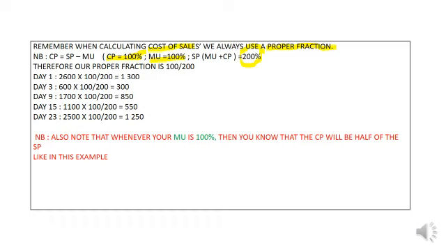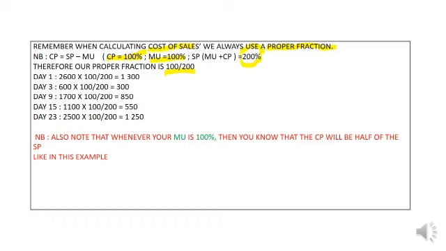So if you actually make it proper, a smaller number is on top of the bigger number. So it's 100 over 200. That will be your proper fraction. In other words, it's 100 divided by 200. Those who are quick in mathematics can see that this is actually half.